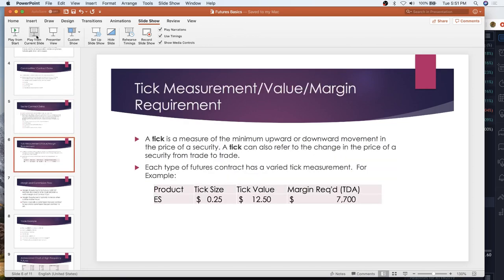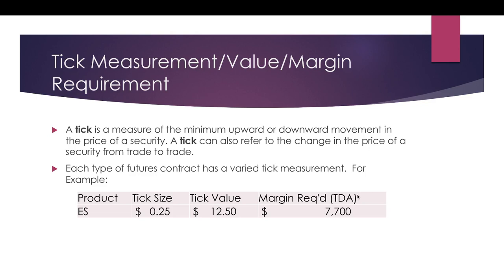Now tick. I don't know why, but this was probably the hardest thing for me to understand. I thought that tick was so foreign, and I made it vague on purpose because I thought it was harder to understand or comprehend than what it really is. A tick is a measurement of the minimum upward or downward movement in the price of a security. A tick can also refer to the change in the price of a security from trade to trade. Tick is defined by instrument. Each type of futures contract has a varied tick measurement.